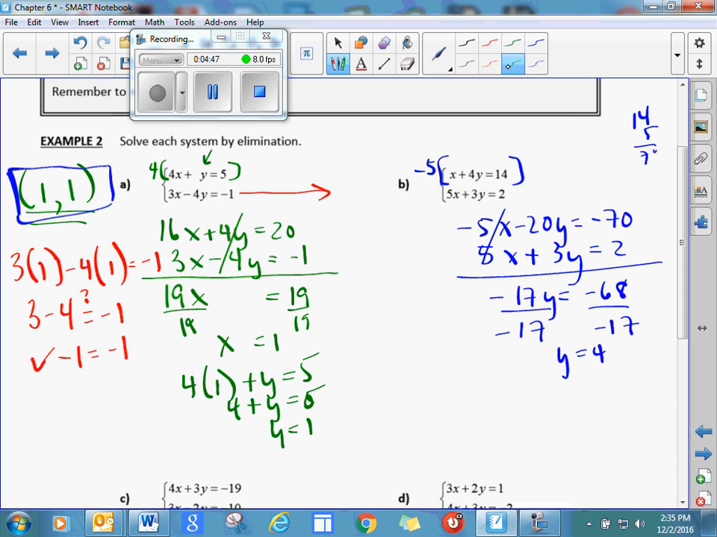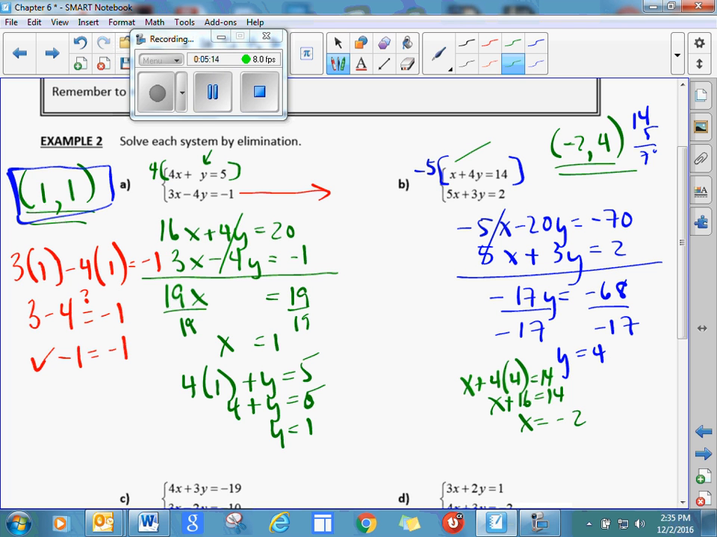I'll go ahead and write what I think my solution is going to be. I need to find the x that goes with this +4, so I'm going to pick the easy equation to start with here. x plus 4 times 4 equals 14. x plus 16 equals 14. So x has to equal -2.